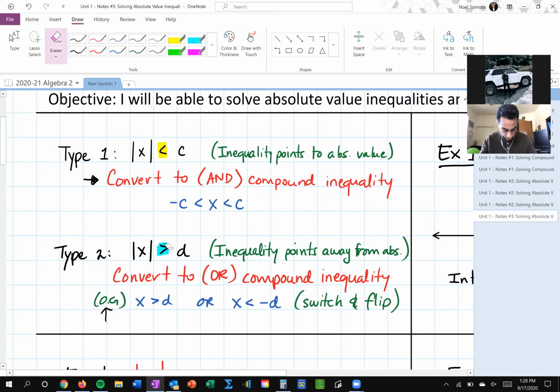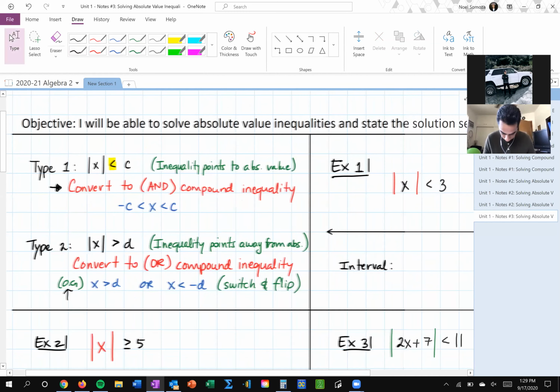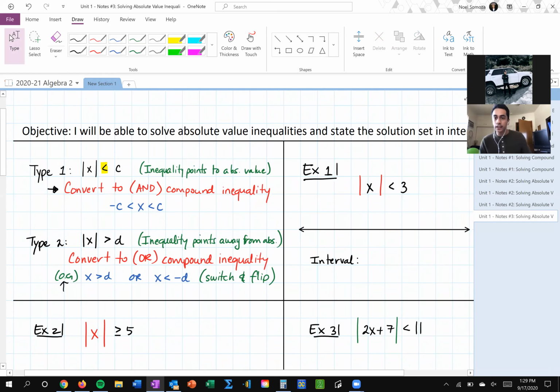All right, so we're gonna focus most of our time today looking at the AND compound inequality, and then probably next time we'll take a look at the OR compound inequality. So for now, let's focus on where the direction of the inequality is pointing, and then what it looks like when we expand it into the compound inequality. All right, so let's move over to example 1 here. Taking a look at example 1, the first thing I want you to notice is you have your absolute value and then the inequality, and it points to the absolute value.